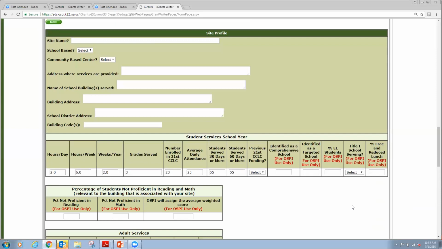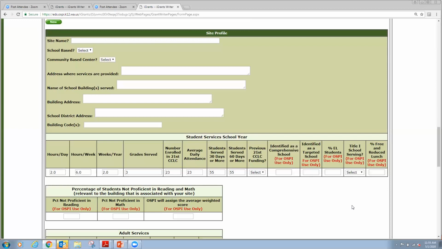And then you'll notice that these last 5 boxes here say for OSPI use only. Although they're fillable boxes, we would ask that you not fill those out, because we use our average weighted score sheet to fill in the percentages here for the targeted, comprehensive. Although these will be yes, no, or partial, the percentage of EL students, Title I serving, and percent of free and reduced lunch all come from the OSPI data warehouse, as well as, down here, the percentage of students not proficient in reading and math. We will also get those weighted scores for all three of these here, and we go in and fill these out after you submit your application so that the readers know how to score them and assign the points accordingly.